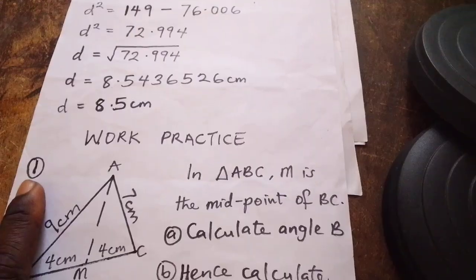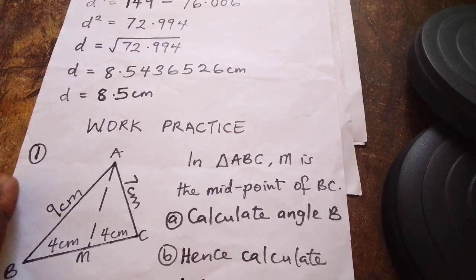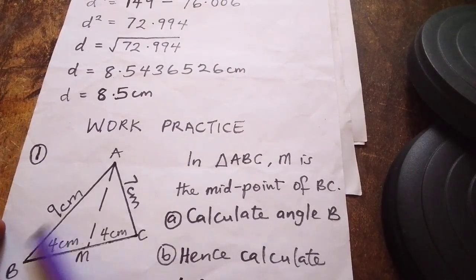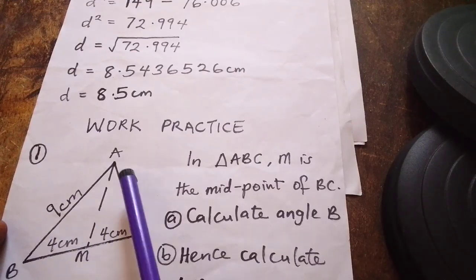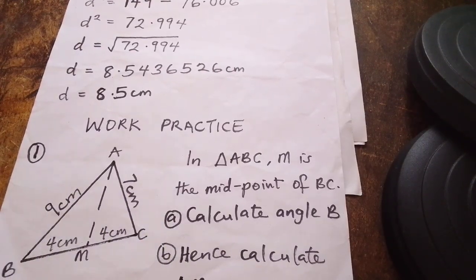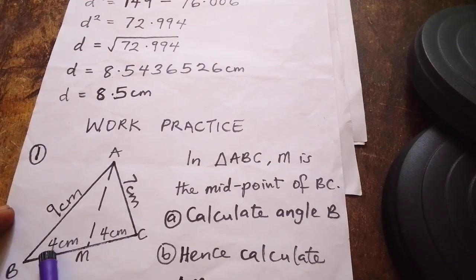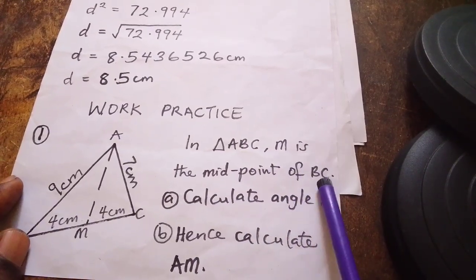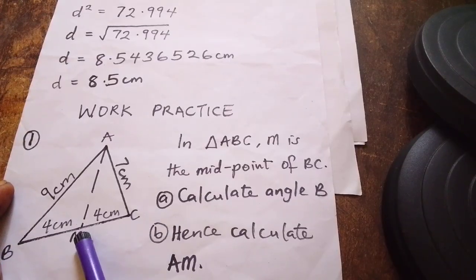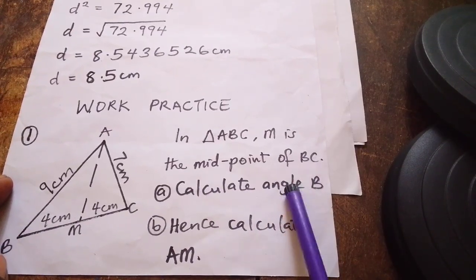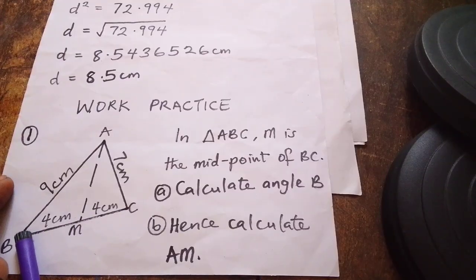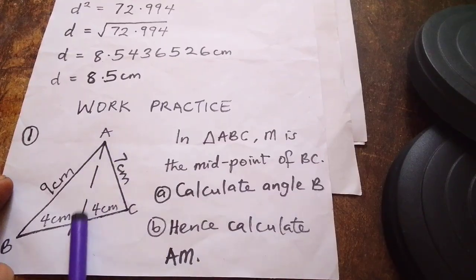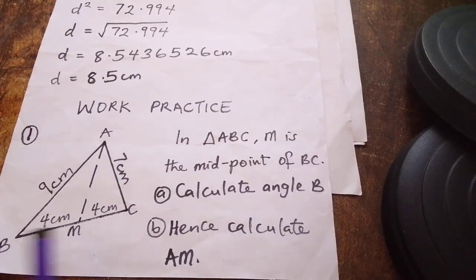So for the work practice, you are going to do this. Number 1, if you have this triangle, this side is 9 centimeters, this side is 7 centimeters. So this BM is 4 centimeters and MC is 4 centimeters. In triangle ABC, M is the midpoint of BC. Calculate angle B. You are told to look for the value for this angle B. Hence, calculate AM. This side. You are told to calculate this.